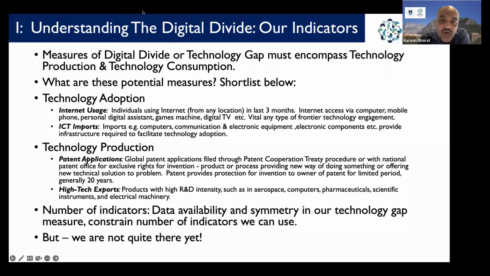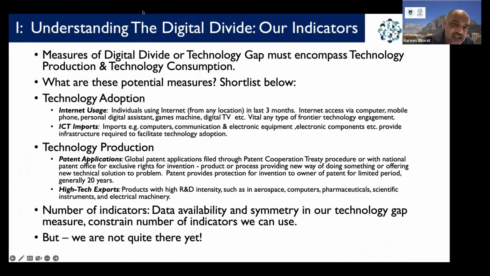ensures that the patent holder has protection of the invention, right, for at least 20 years. So we also pick up those patents that have been withdrawn.